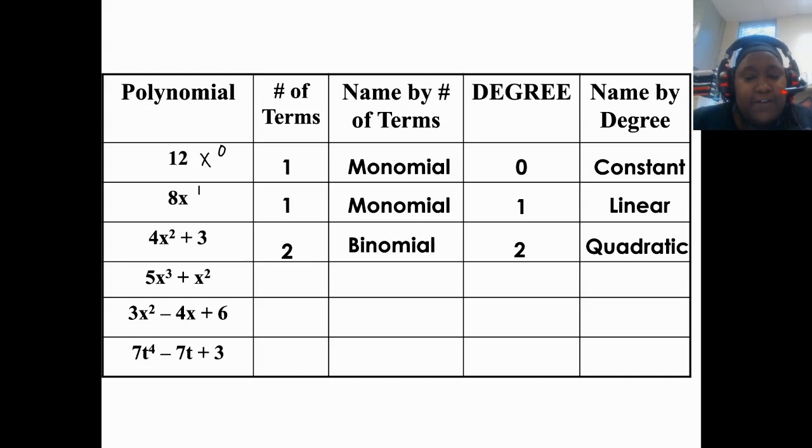Next example, we have 5x to the third plus x squared. The number of terms, again, there's a plus sign here. So 1, 2 is 2 terms. We name that binomial. And then my highest exponent or highest degree is going to be a 3. Okay. And that 3 is considered to be cubic.